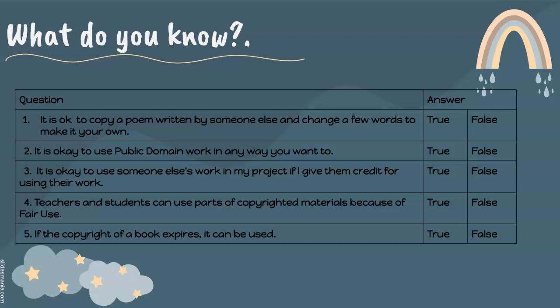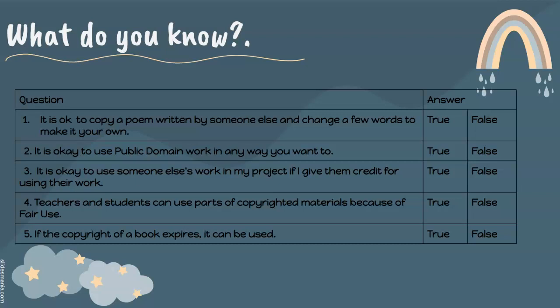The first one says, it is okay to copy a poem written by someone else and change a few words to make it your own. True or false? Number two, it is okay to use public domain work in any way you want to. True or false? Number three, it is okay to use someone else's work in my project if I give them credit for using their work.